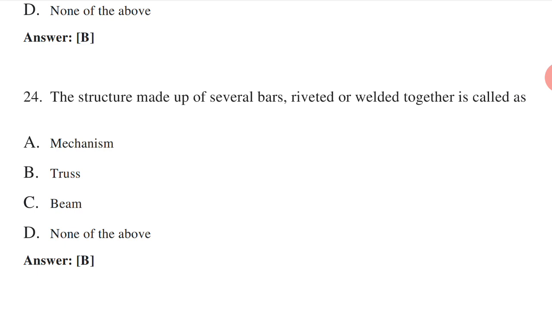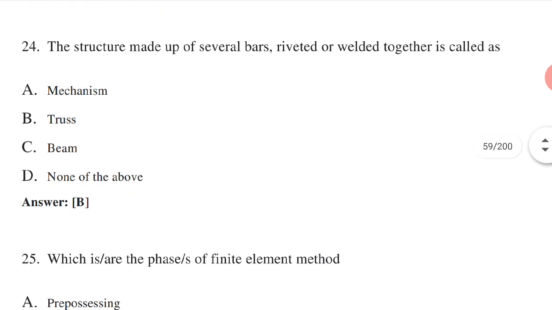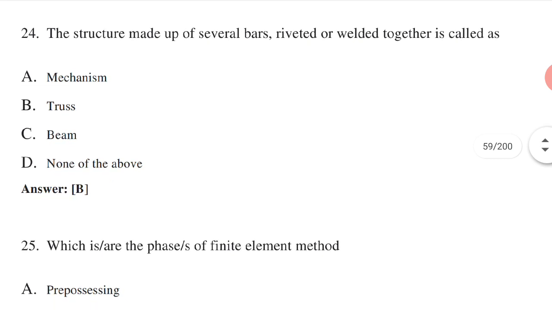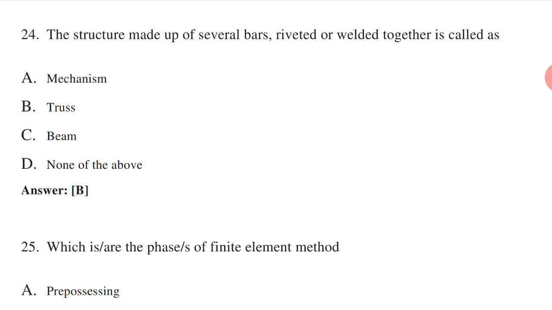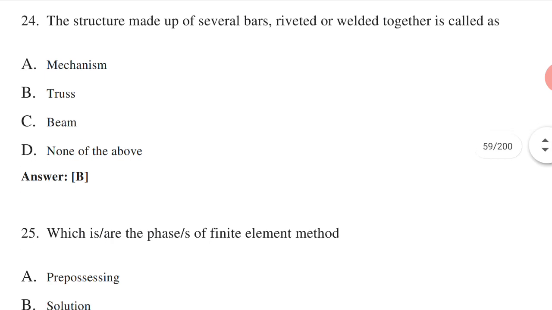Okay, then the structure made up of several bars riveted or welded together, it is called as. So here in a structure the linkages have 0 degree of freedom, and it is made up of several bars riveted or welded together. So it is welded, that means it does not have any degrees of freedom, and that structure is called a truss element. Okay, truss elements.